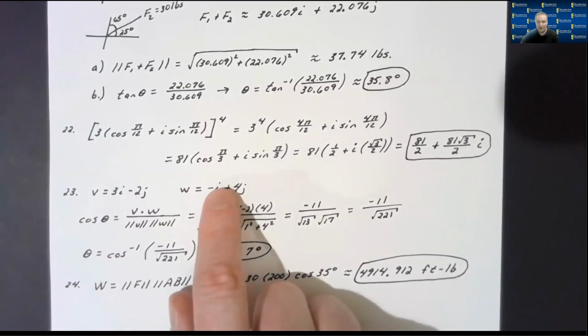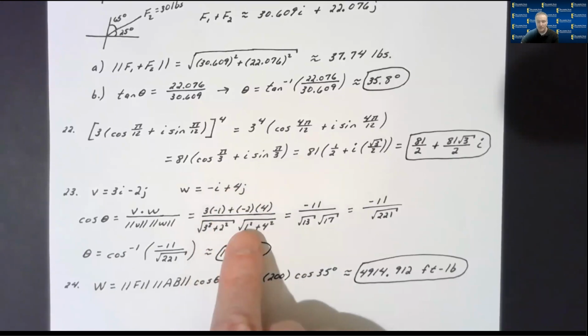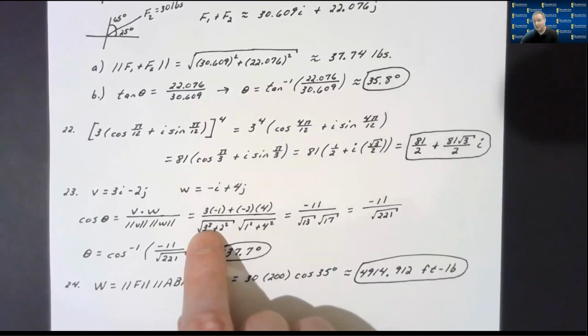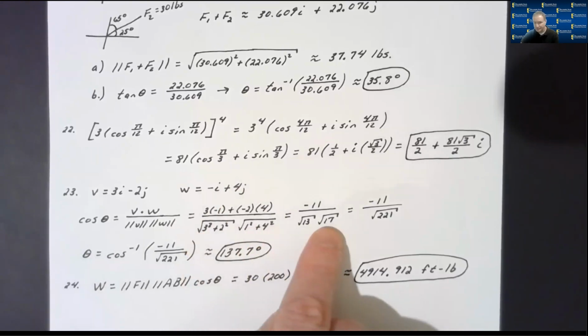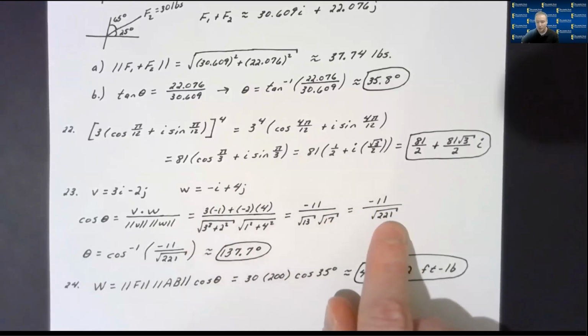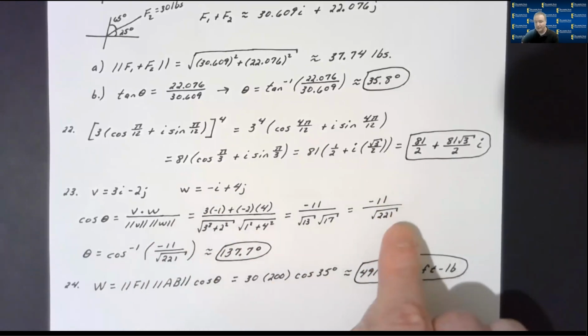And then same thing over here. The magnitude of w is going to be the square root of -1 squared plus 4 squared. It's the same thing as 1 squared plus 4 squared. So in my denominator, I'm getting the square root of 13 times the square root of 17. I just multiplied 13 and 17. That gives me the square root of 221. So now I know that the cosine of theta is equal to -11 over the square root of 221.